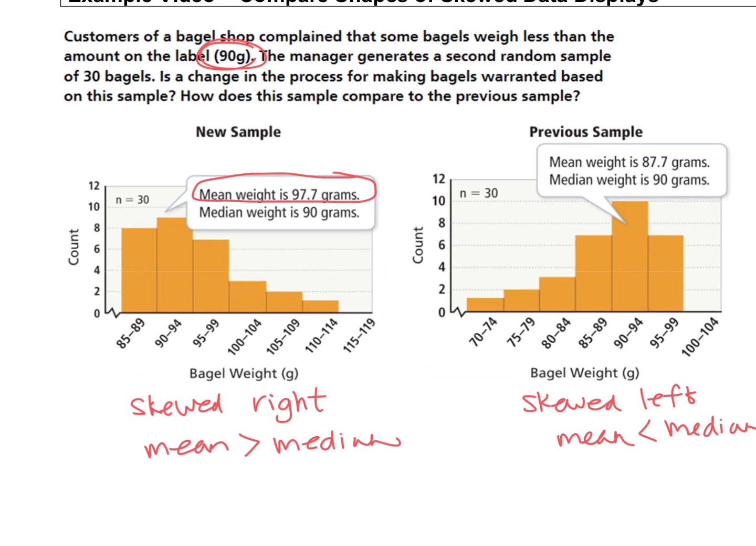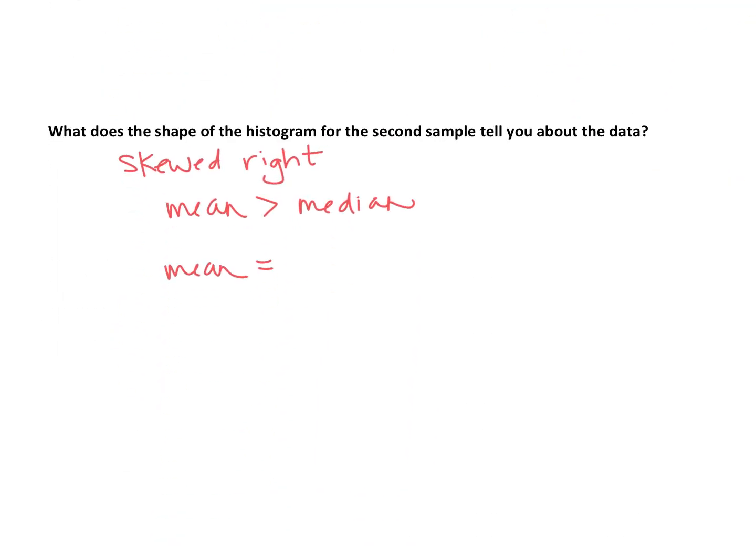So what did we just say? It was 97.7. And what was advertised was the 90 grams. So the mean was greater when it was skewed to the right than what was advertised for the customers.